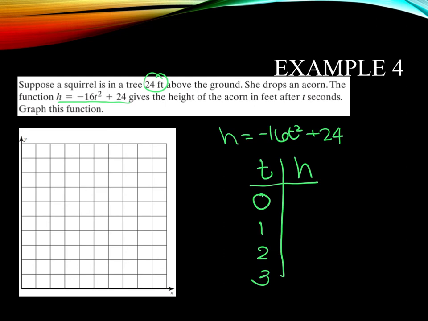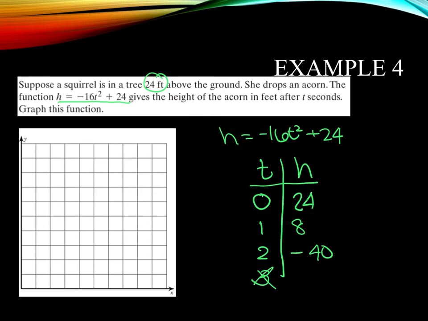So if I plug a 0 in, 0 squared times negative 16 is still 0, but it's going to leave me with 0 plus 24. Then if I have negative 16 times 1, that will give me negative 16. Negative 16 plus 24 is going to give me 8. If I plug in a 2, I have negative 16 times 4, which is a negative 64, plus 24. This is going to give me a negative 40. And at the point that I have a negative 40, I no longer need to keep going, so I can get rid of this 3.